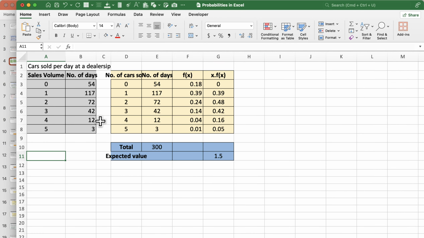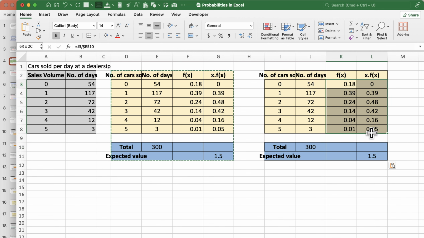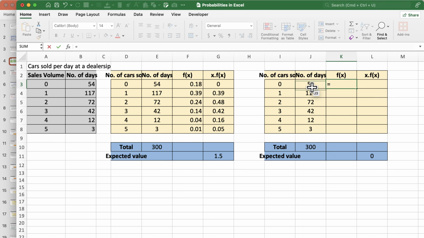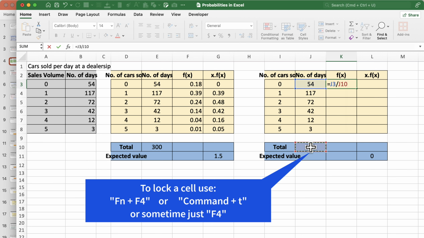We can also do it using Microsoft Excel. So for example, in Microsoft Excel, we have this data, which is sales volume and the number of days. I will divide the frequency by total. So 54 divided by total, which is 300, and I will lock it by pressing F4, because in the next step, I'm going to drag it down. So if I drag it down, it gives us probability of each.